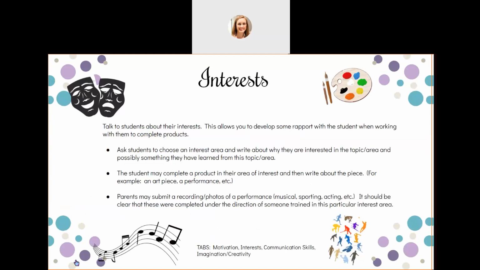And then parents may also submit a recording or photos of a performance. It could be in music or sports or acting. It should be clear that these were completed under the direction of someone that's trained in that particular interest area and not just something that they did with their parents at home. So when you're tapping into interest, that can lend itself to looking at motivation, interest, communication skills, and imagination and creativity when you're completing the tabs.